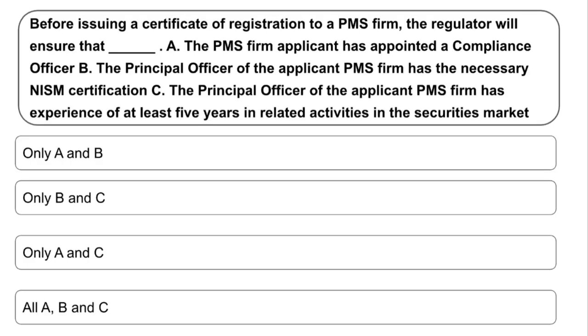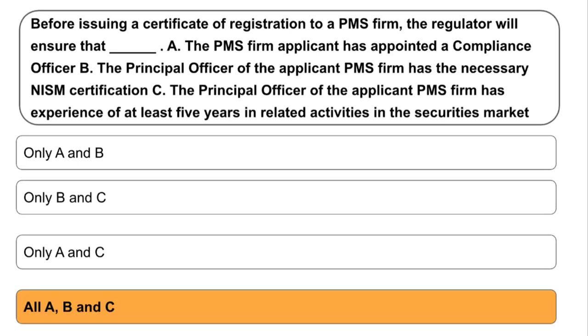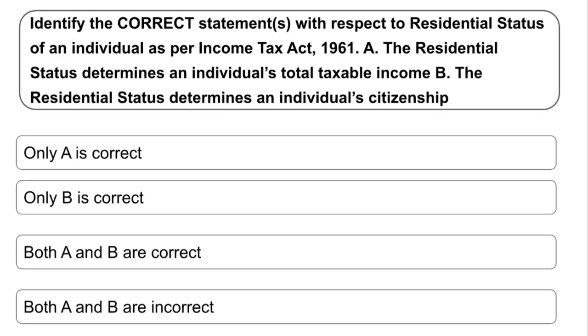Going to the next question, before issuing a certificate of registration to a PMS firm, the regulator will ensure that A, the PMS firm applicant has appointed a compliance officer, B, the principal officer of the applicant PMS firm has the necessary NISM certification, C, the principal officer of the applicant PMS firm has the experience of at least 5 years in related activities in the security market. So you have to say which of these options are correct. A: only A and B, B: only B and C, C: only A and C, and D: all A, B and C. And it seems that all the three options are correct. Let's go to the next question.